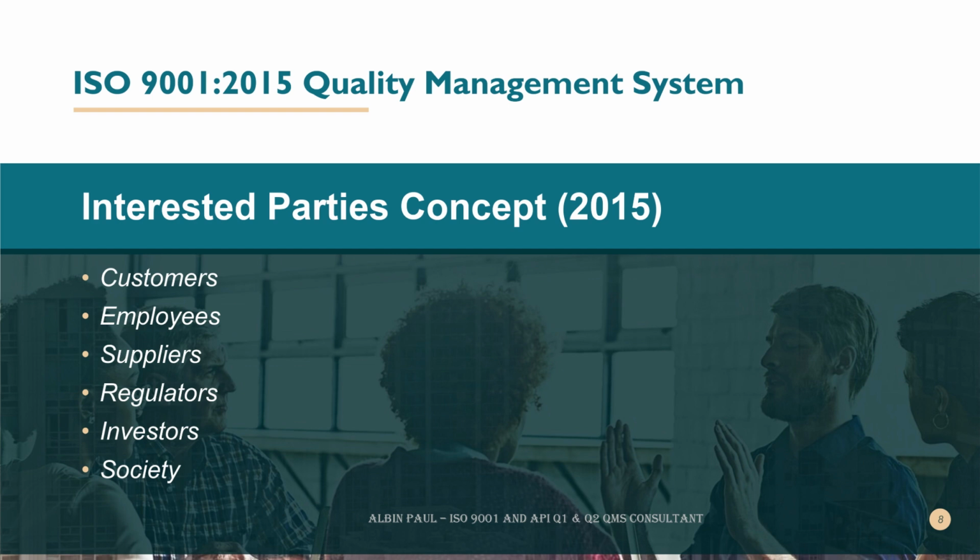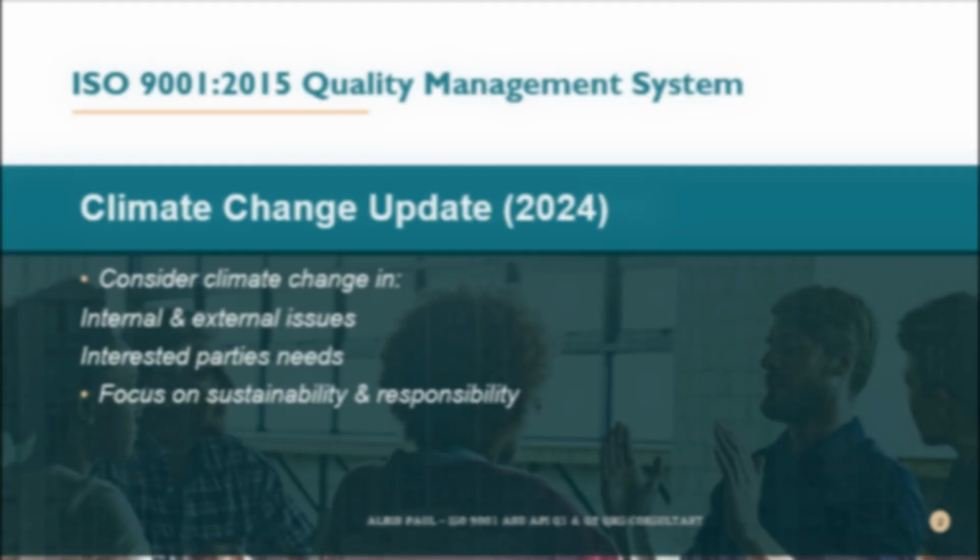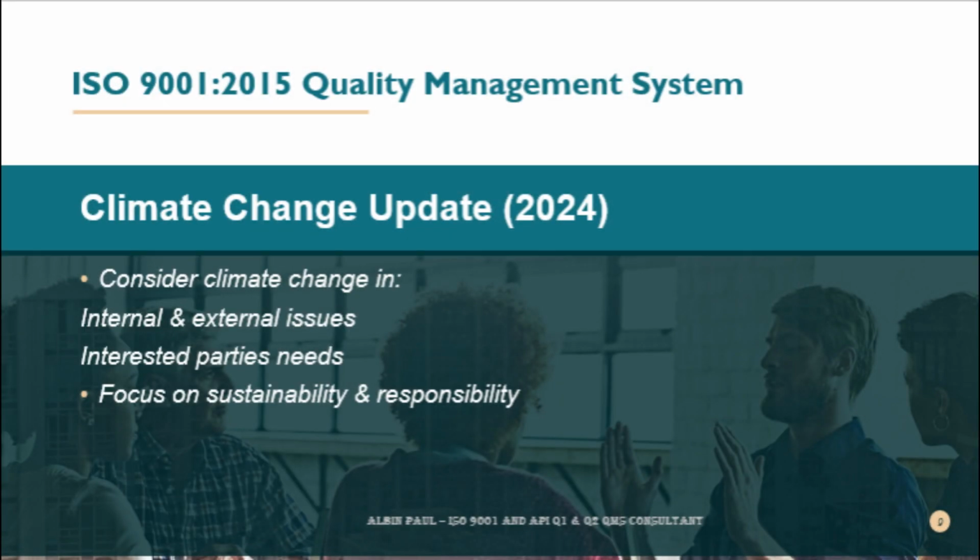Now we can come to the latest update regarding climate change. Here is something very recent. In March 2024, a new amendment was introduced. Organizations are now expected to consider climate change as part of their internal and external issues and interested parties' expectations. It shows how ISO is evolving with a global challenge like sustainability.